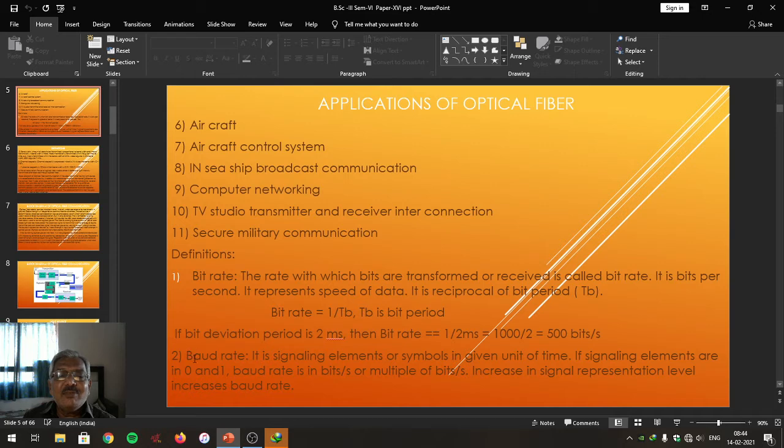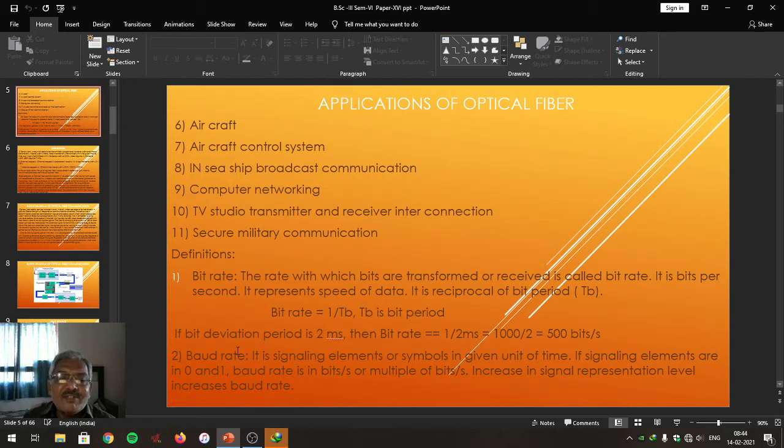Then the second term we have to define is baud rate. It is the signaling elements or symbols which are transmitted or received within a given unit of time. If the signaling elements are 0 and 1, the baud rate is in bits per second or multiple of bits per second. Especially these are terms which are used for digital data communication. Increase in signal representation level increases the baud rate.